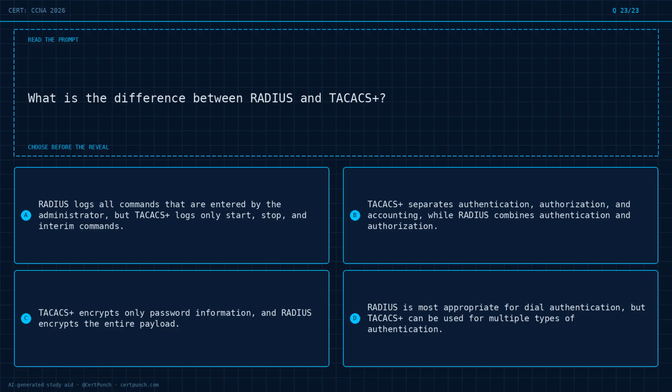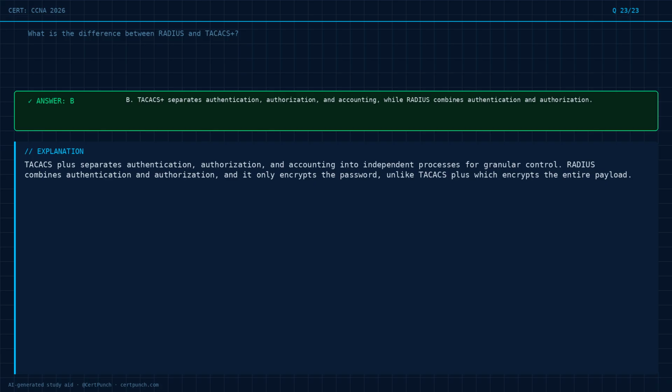Decide on the strongest option before the reveal. Stay with your gut. The answer is option B. Reasoning. TACACS+ separates authentication, authorization, and accounting into independent processes for granular control. RADIUS combines authentication and authorization, and it only encrypts the password, unlike TACACS+, which encrypts the entire payload.